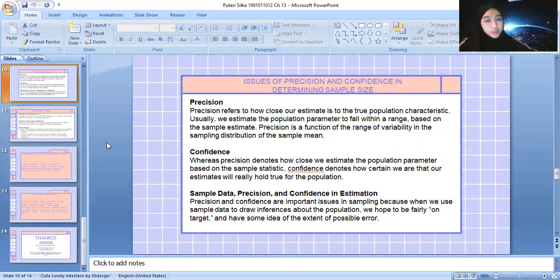Sample data, precision, and confidence in estimation. Precision and confidence are important issues in sampling because when we use sample data to draw inferences about the population, we hope to be fairly on target and have some idea of the extent of possible error.